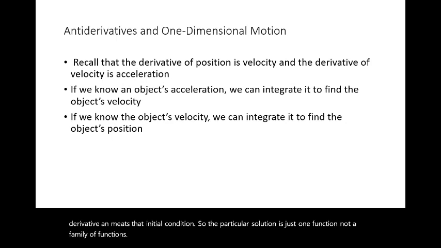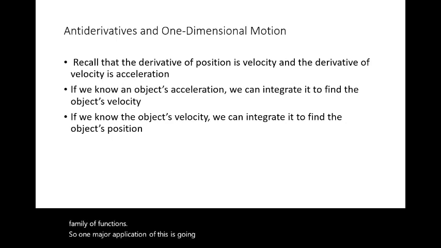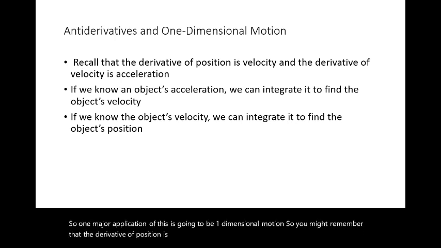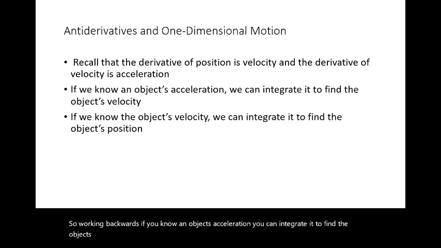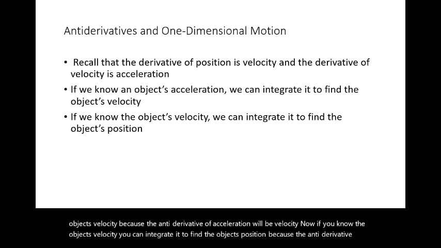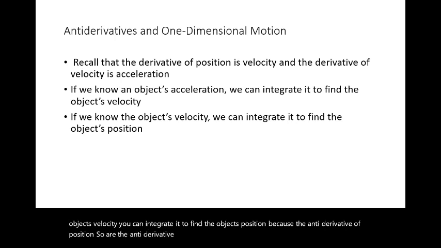So one major application of this is going to be one-dimensional motion. You might remember that the derivative of position is velocity, and the derivative of velocity is acceleration. So working backwards, if you know an object's acceleration, you can integrate it to find the object's velocity, because the antiderivative of acceleration will be velocity. Now, if you know the object's velocity, you can integrate it to find the object's position, because the antiderivative of velocity will be position.